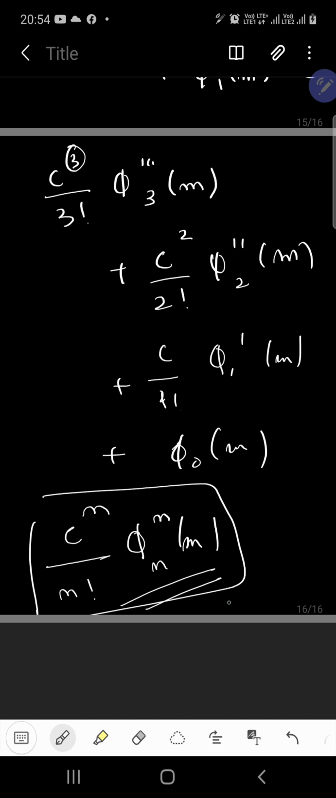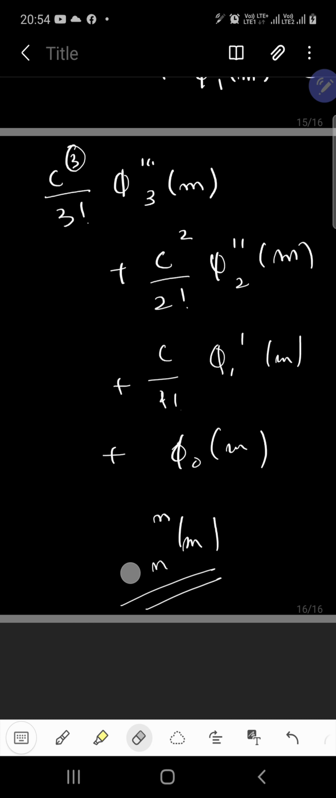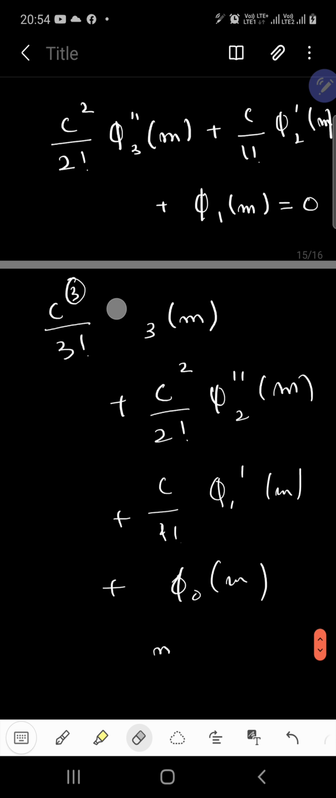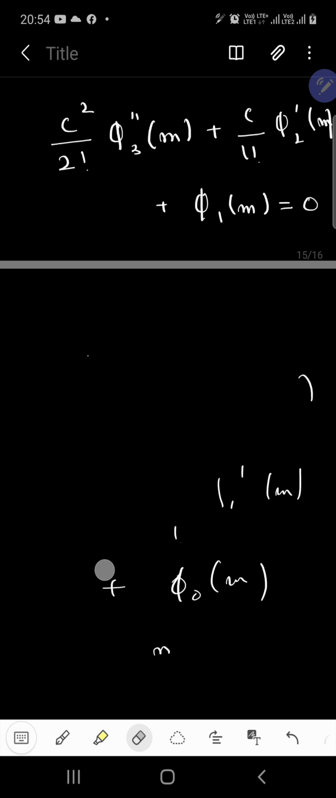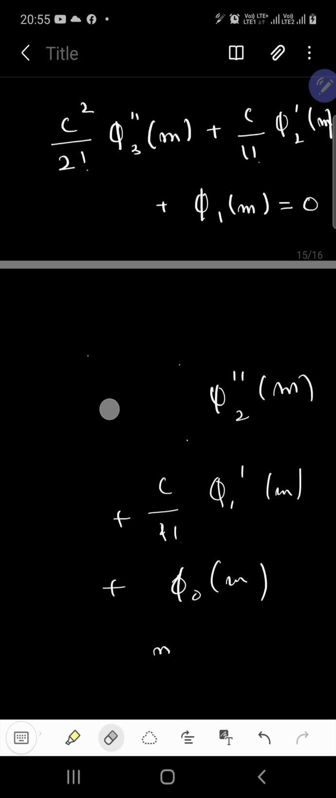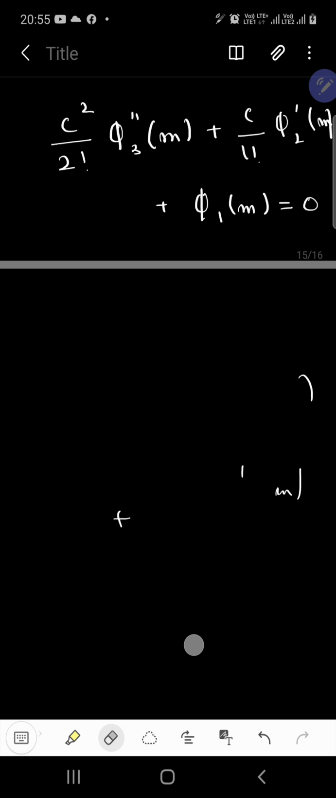Getting my point? So let us do the problem. This is the formula which we are going to use here. Okay, wait a minute, I have wrongly erased this portion. Okay, so this one is the formula.